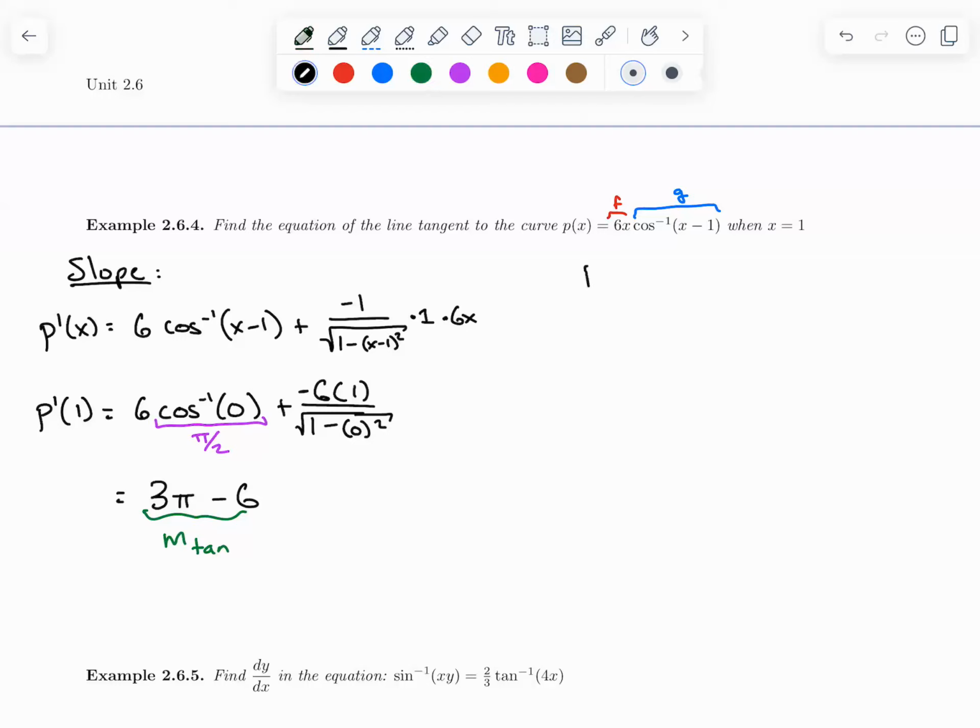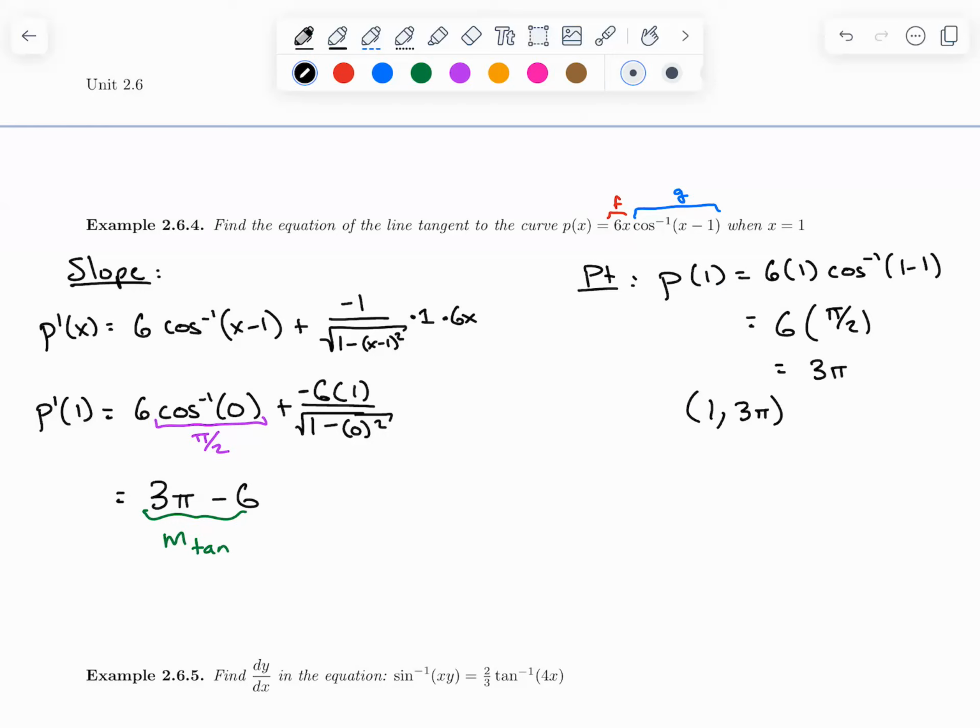So for the point, P of 1 should equal 6 times 1 times cosine inverse of 1 minus 1. I'm writing it in explicit detail so we see in our notes that I'm plugging it into the original function. On an exam, you could just write down what the answer is, and I'm fine with that. But that will be 6 times cosine inverse of 0. So that will be 6 times pi over 2, which is 3 pi. All right. We have the point 1 comma 3 pi.